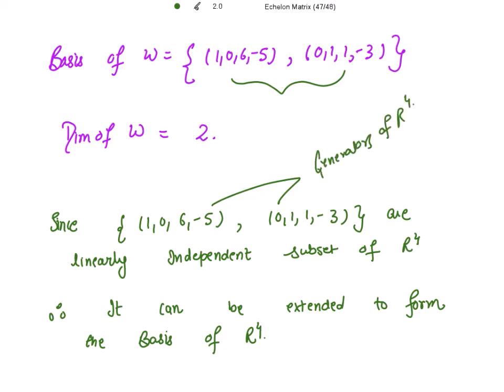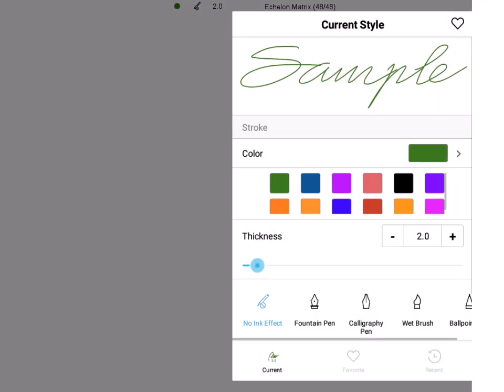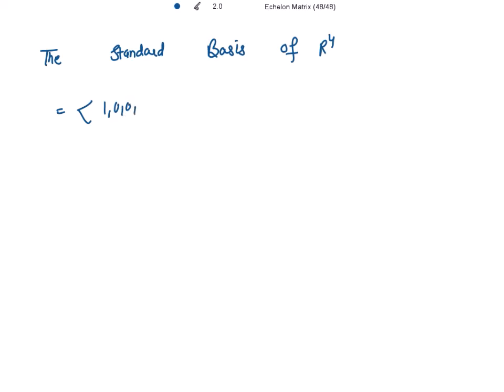And plus the standard basis for R4, those are also the generators of R4. What are the standard bases? It is 1 0 0 0 and then 0 1 0 0 and then 0 0 1 0 and then 0 0 0 1. So these are the standard bases of R4, right? So these also form the generators of R4.